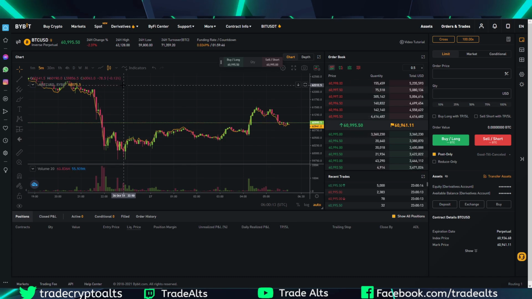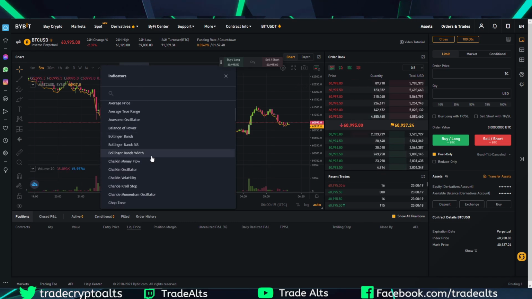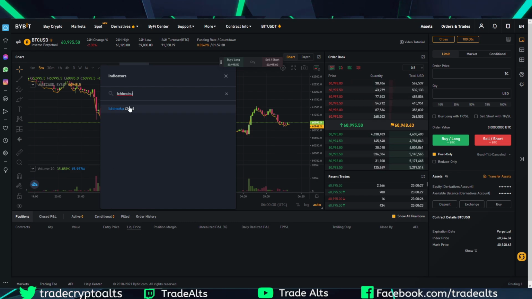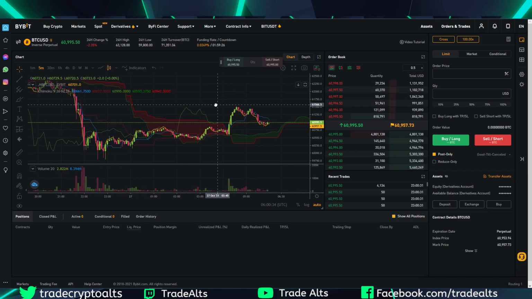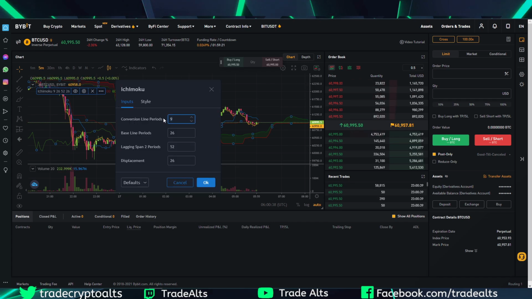And then one thing that's pretty cool about Bybit is you can actually put up indicators on your chart. So it's the same indicators that you can find over on TradingView. So, there could be a numerous amount of indicators that you can put on here. One that I like is Ichimoku Cloud. And you can literally put it right here on your chart, which is really cool. And you can customize it the same.